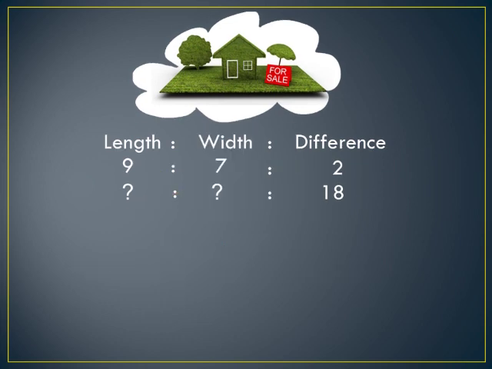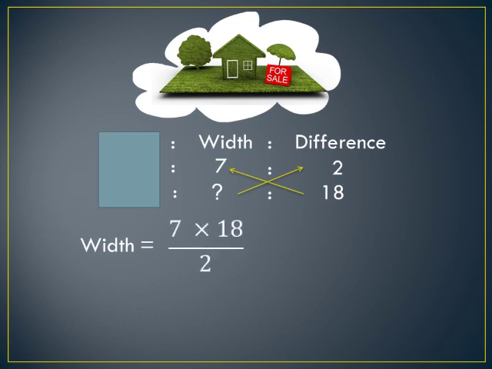To get width, we hide length and make scissors. 7 by 18 over 2. Simplify. Divided 2 equals 1. Divided 2 equals 9. 7 by 9 equals 63 meters. Okay?